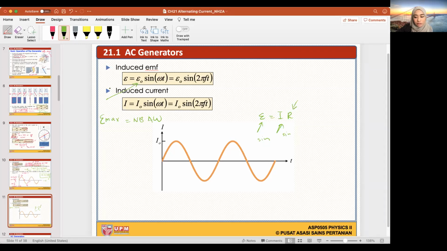So you have your induced current. When you have induced EMF, you also have induced current, which is I naught. So current also follows the same sine function. The only thing that does not follow is the resistor. Okay, we talked about this as well yesterday. So it's the same, the graph is the same.